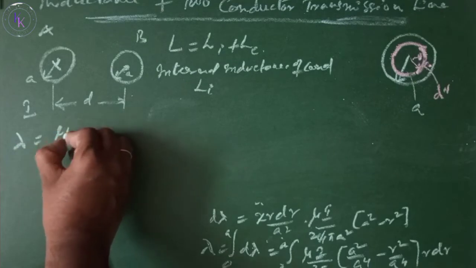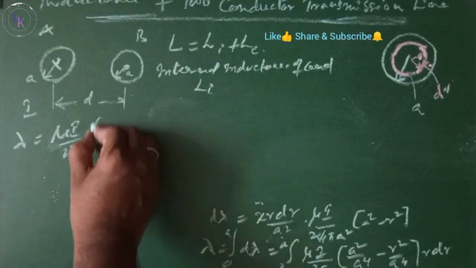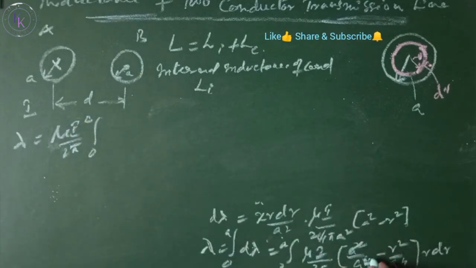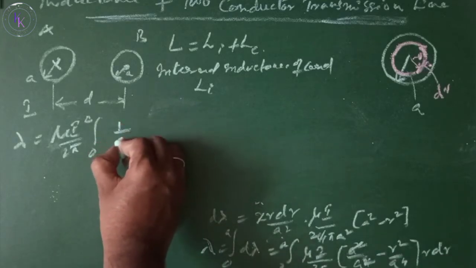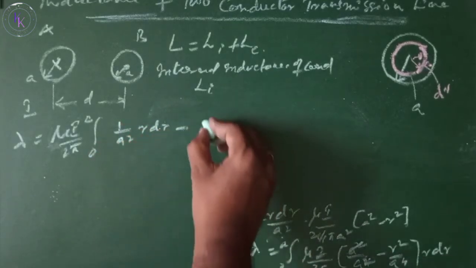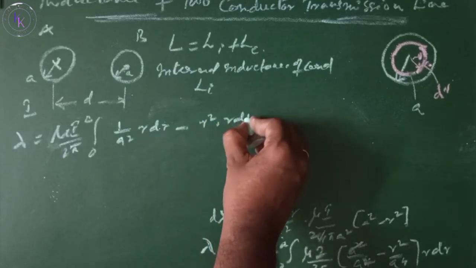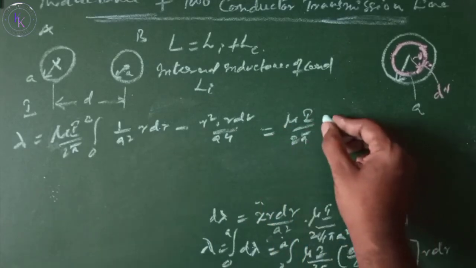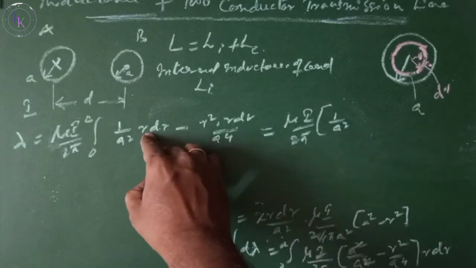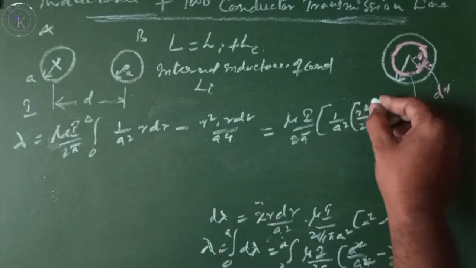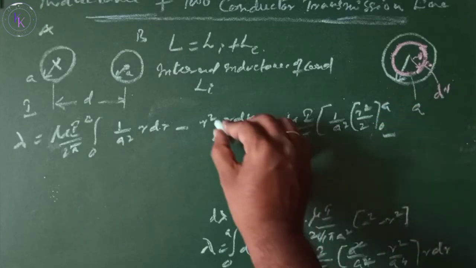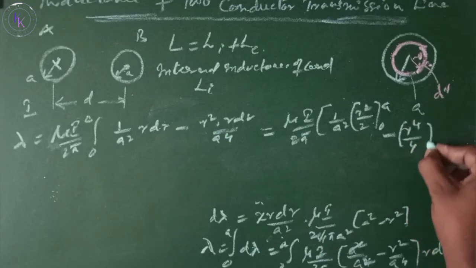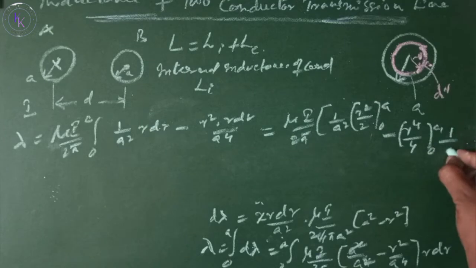Lambda is equal to, I am taking out mu I by 2 pi, then integral 0 to a, the first term that is a square over a to the power of 4, so a square will remain, 1 by a square, r dr, minus r square into r dr divided by a to the power of 4. Now mu I by 2 pi, 1 by a square, r square by 2 from 0 to a, minus r square into r, so r to the power of 4 divided by 4, from 0 to a, divided by a to the power of 4.